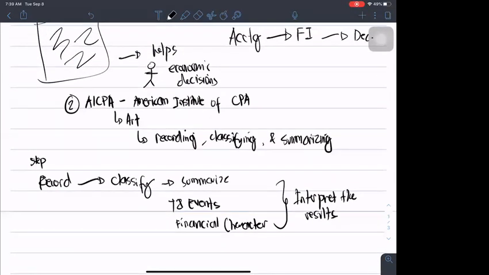A while back, we defined accounting under ASC as a service activity. Why is it a service activity? It helps users make economic decisions. Under AICPA, it is an art because we have the steps of recording, classifying, and summarizing. It is an art because based on those steps, you try to interpret the results, just like any other abstract art made by an artist. After finishing your main product, you try to interpret it. We have the different steps, and until you finish, you try to interpret it. That's why AICPA provided this definition. So ASC, service activity. AICPA, an art.